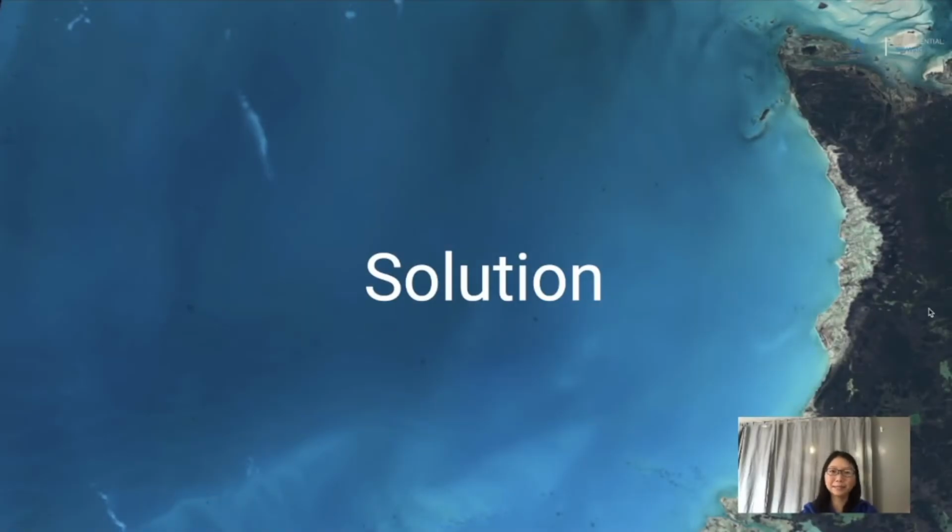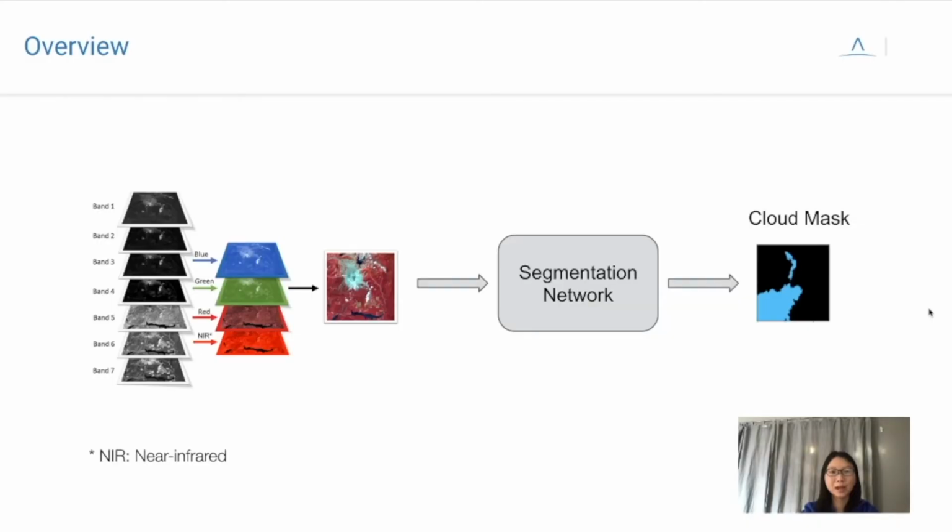Hi, my name is Elaine and I'm going to present our solution. Here is a diagram of our system. On the left-hand side, we got multispectrum data from band 1 to band 7, which are in the visible and infrared portion of the spectrum.